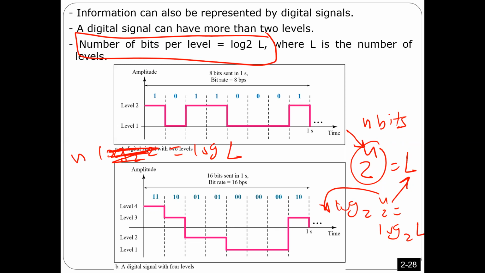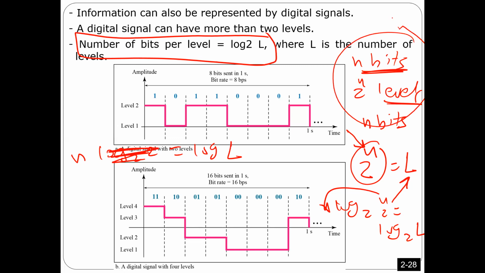What I'm saying is that for any n bits, I can have up to 2 to the power n levels, right? Because every number should be 1 level. Or the same thing, if I give you L levels and I tell you how many bits can be represented in these L levels, you can just take log 2. It's exactly similar to this one.